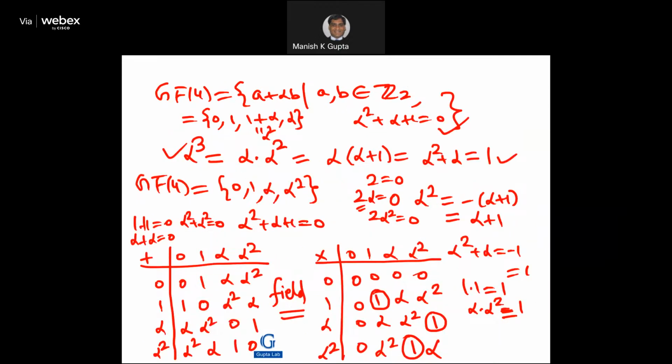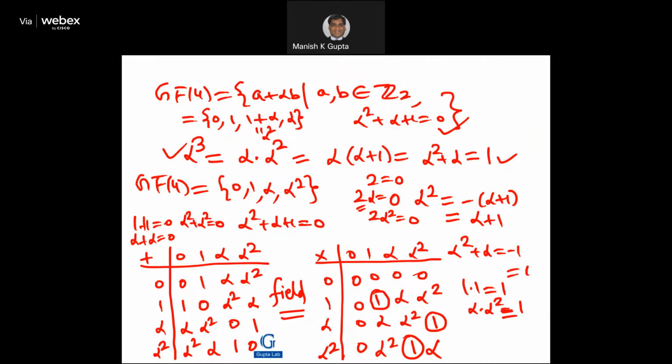Now we construct the field with 4 elements as a plus alpha b such that a and b are in Z2 and alpha square plus alpha plus 1 is equal to 0. That is our definition. I have naturally extended the definition just from real to complex. I did the same thing here. So now if I look at a plus alpha b with a and b in Z2, what are the 4 elements? 0, 1, 1 plus alpha and alpha, right? These are the 4 possibilities when we choose a as either 0 or 1 and b as either 0 or 1. We get these 4 elements.